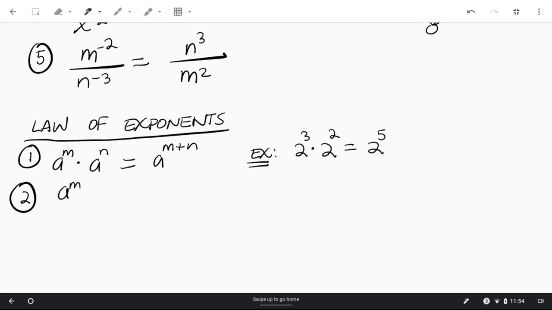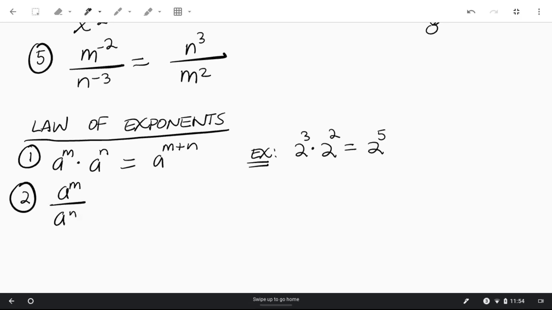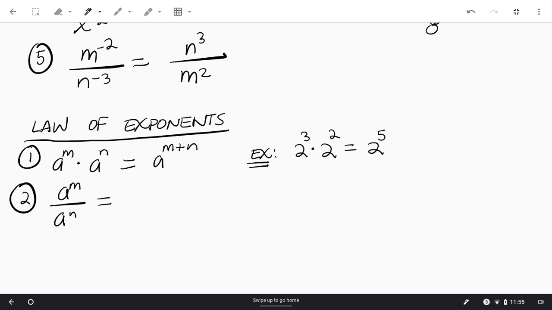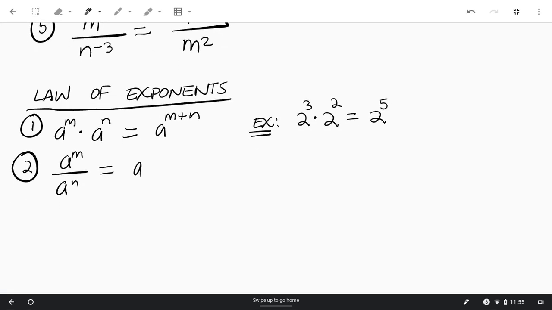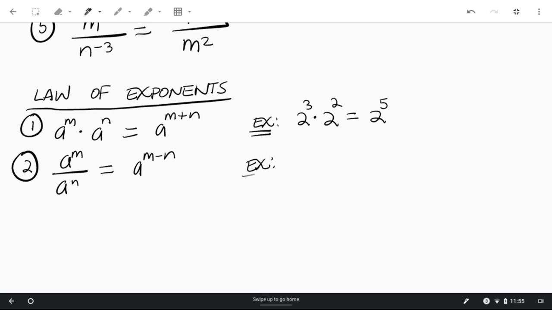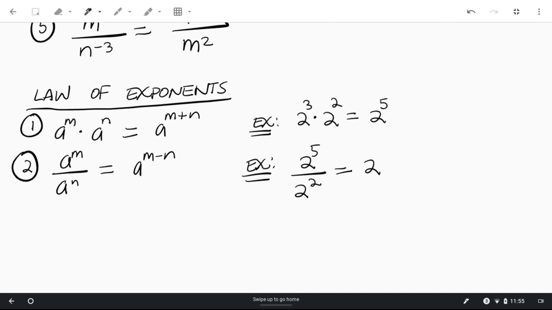Okay, same thing with division. We have a law for division. If you are dividing like bases, do you remember what we do with the exponents? We subtract them. That is correct if you said that. For example, if I have 2 to the 5th up here and 2 squared down here, then I get 2 to the 5 subtract 2 is 3.